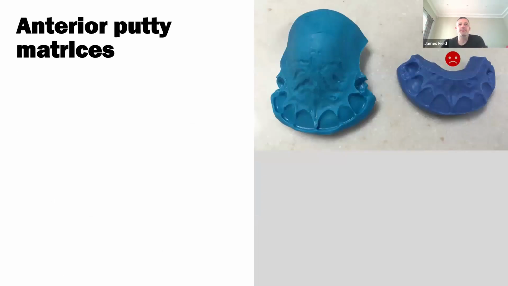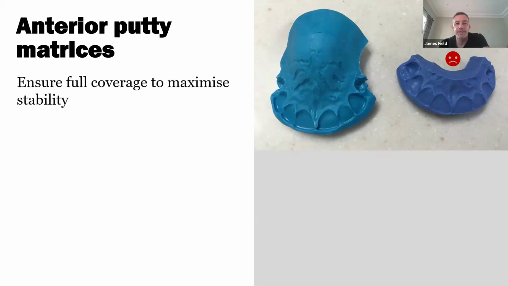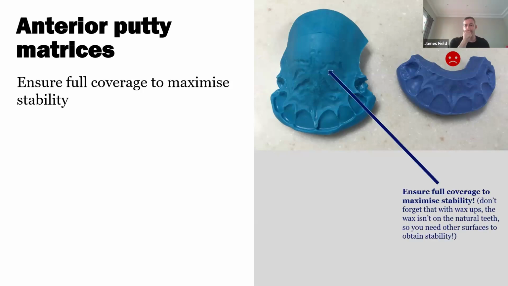If you are making an anterior putty matrix, then there's a few things to bear in mind. In my experience, through teaching this, a lot of people make matrices which are too small. They're either too small or they're too big and they cover everything. And then people fail to be able to seat them and to be able to actually even get the composites into place. So a few things to bear in mind: you do want full coverage to maximize the stability, but it's not full coverage of the teeth you're restoring. It's often full coverage of the adjacent teeth and the mucosa.